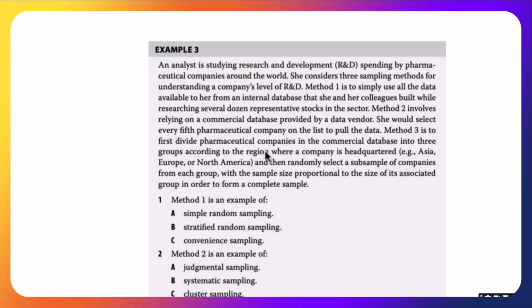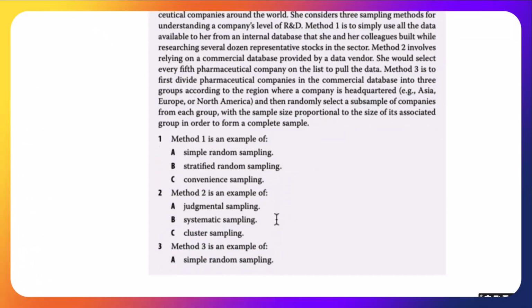Method 3 is to first divide pharmaceutical companies in the commercial database into 3 groups according to the region where a company is headquartered, and then randomly select a subsample of companies from each group, with the sample size proportional to the size of its associated group in order to form a complete sample. Method 1 is an example of simple random sampling, stratified, or convenience sampling. Method 1, use all the data available to her from an internal database that she and her colleagues built. Well, it's already available to her, and her colleagues built it. It sounds like it's just kind of right there. That sounds like a convenience sample to me, right? So number 1 would be C.